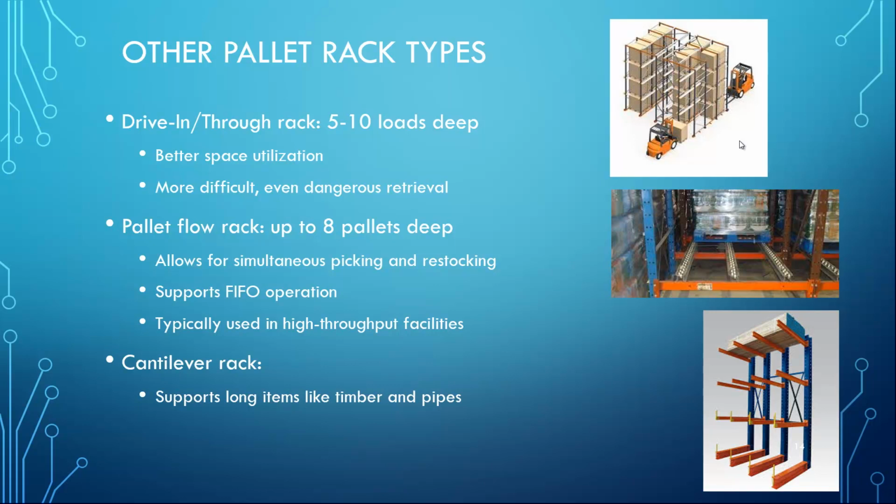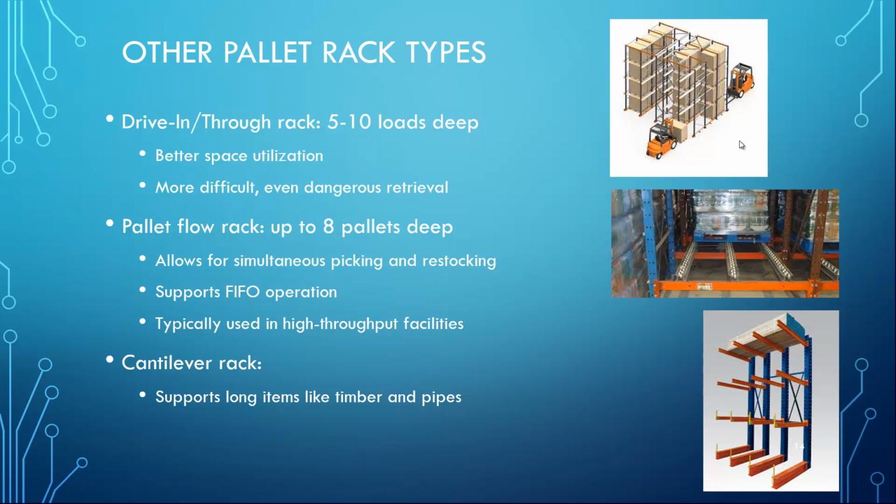In the pallet flow rack, it can take up to several pallets deep, which is very good. The rack shelves are slanted and have rollers, and therefore every time you take a pallet out or retrieve it from a lane, the pallet behind it just rolls down and takes its position, which allows for simultaneous picking and restocking. It supports first in, first out operations. This method is typically used in high throughput facilities.